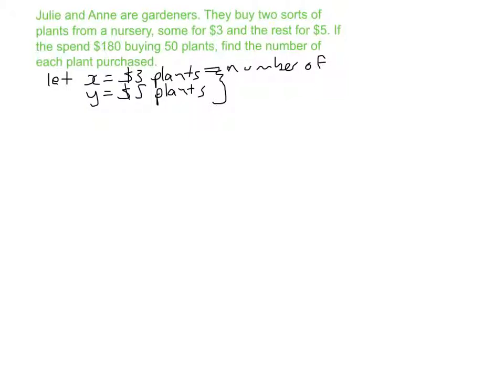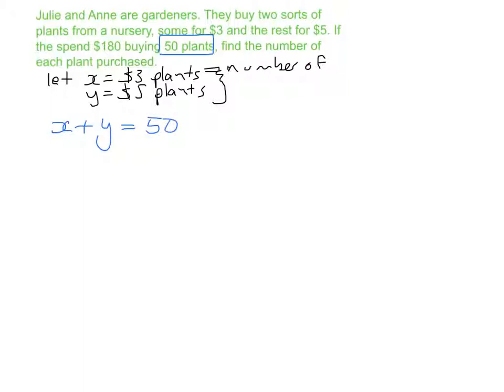Okay, what we now need to do is to set up 2 equations. So what do we know about these 2 equations? We're told that there is a total of 50 plants. So from that information, we've got x plus y will equal 50.